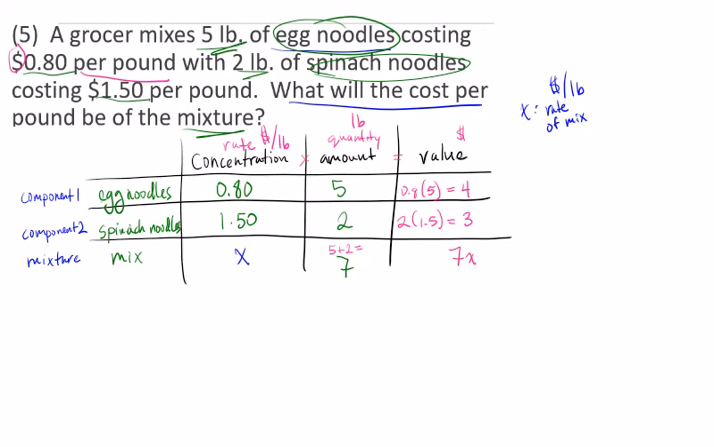All right, so remember, if we add these 2 rows, they should equal the third row. So 4 plus 3 equals 7X. You should be able to get it from there, but we'll just continue. This is a pretty straightforward one. 7 equals 7X. Divide both sides by 7, and we get X equals 1. One what? Talking about concentration in dollars per pound, right? So $1 per pound is the rate or the cost of the mixture, right?